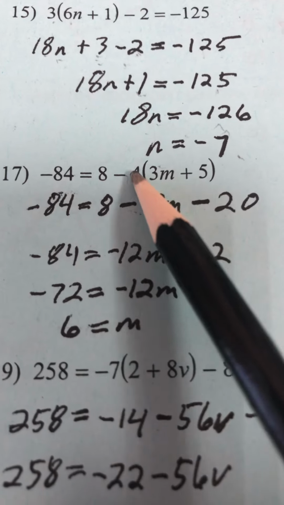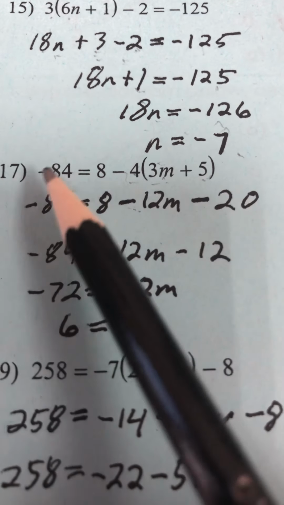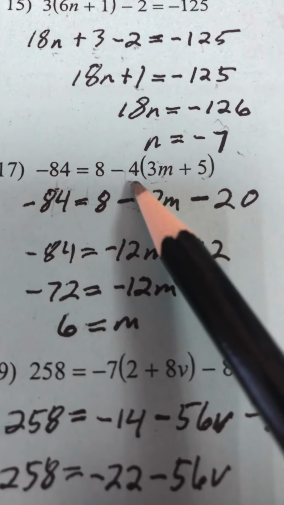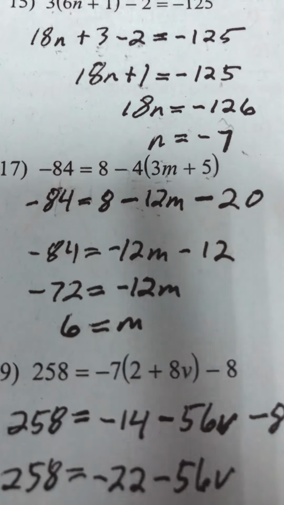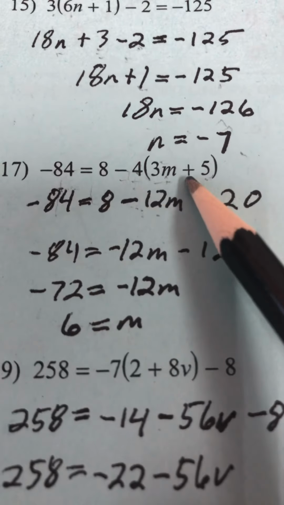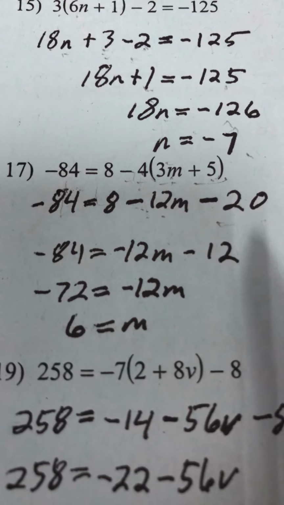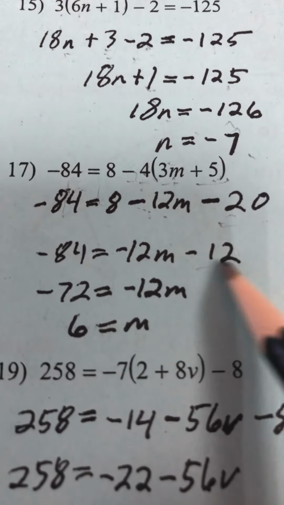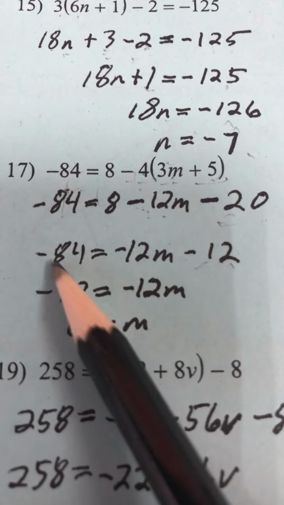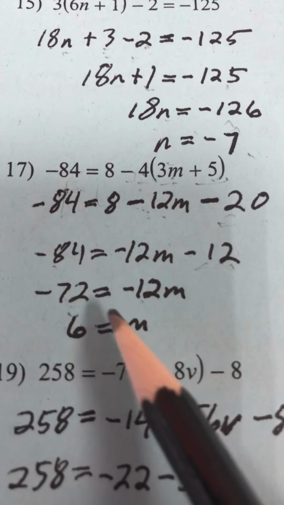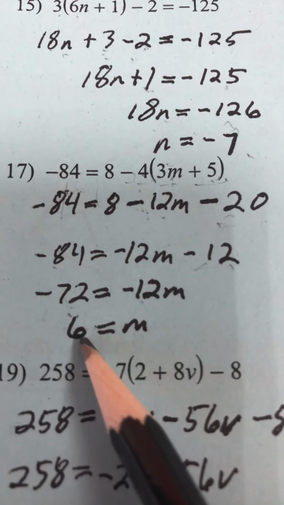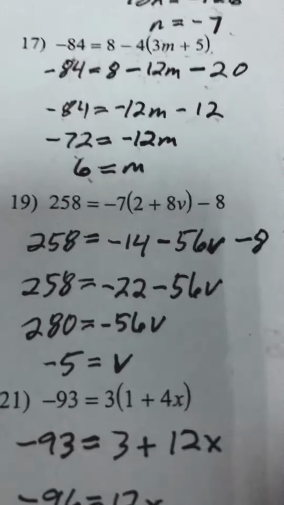On this side, I have the distributive property to do, so I just bring this stuff down, and then negative 4 times 3 is negative 12. Negative 4 times a positive 5 is negative 20. I combine my like terms. I add 12 to both sides. I divide both sides by a negative 12, and I end up with 6 equals n.